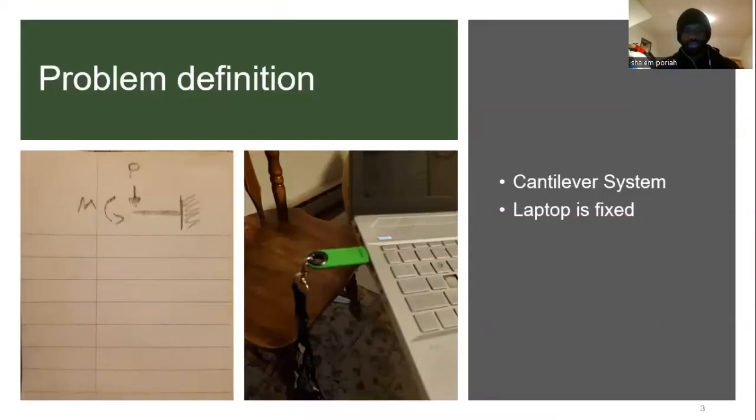So yeah, this is the system that we're going to be studying, and it's basically a basic cantilever system, and we're going to pretend or model the laptop as being fixed. There's going to be that lanyard expressed as that external force P, and there will also be a moment going down.